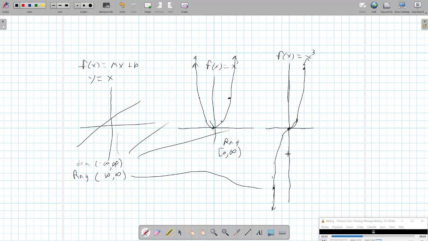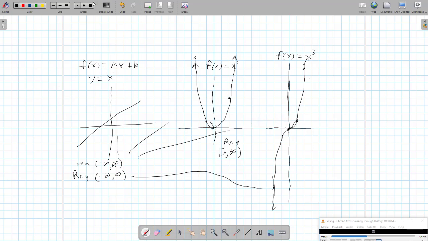Also, this one is always increasing. If you look at negative x cubed, which we will when we get to transformations of functions, that would be this function. Basically the same thing, just flipped top to bottom, and that would be always decreasing. So this is always increasing. So yeah, that's the first three.